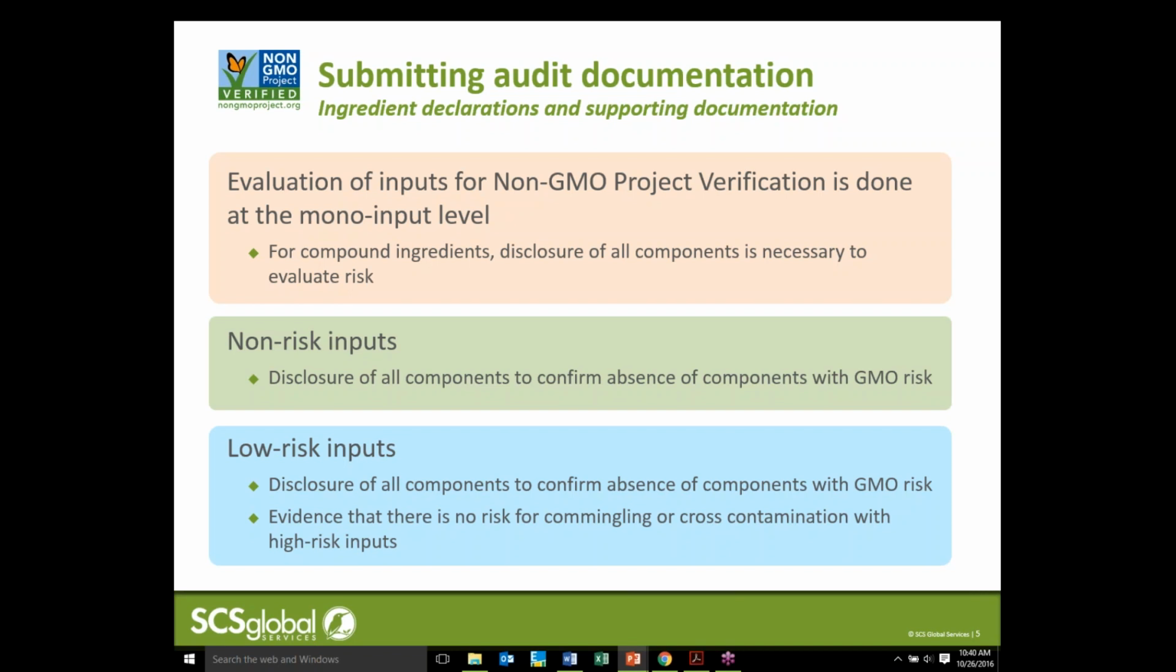So that's an example of what might be perceived as a non-risk input that does have some factor of GMO risk. Looking at low-risk inputs, which are inputs for which GMO versions have not been commercialized and that have no incidence of contamination, in addition to evaluating all the components of your low-risk inputs, we're just going to ensure that the production and the handling of such inputs is conducive to maintaining its low-risk status.